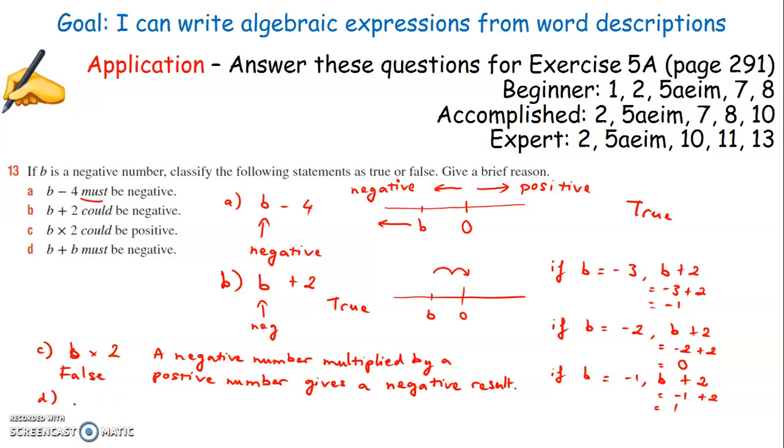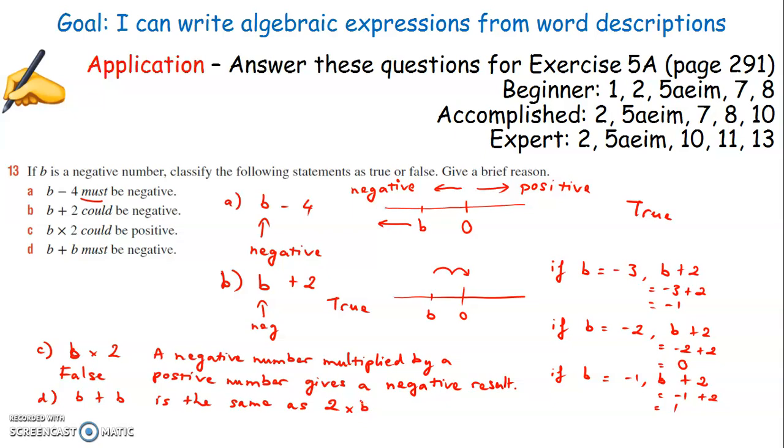Okay, what about D? B plus B must be negative. Now what is B plus B? Well, B plus B is B plus itself. So we've got two B's, two letter B's. And I hope you can see where I'm going. That is the same as 2 times B.